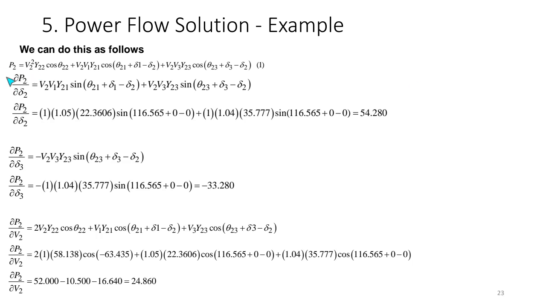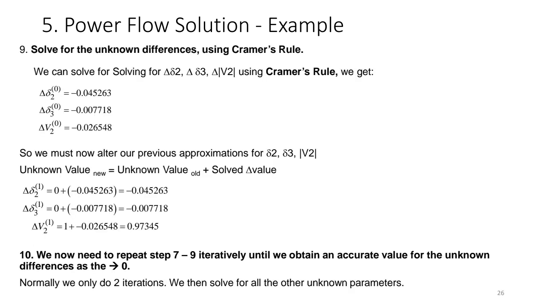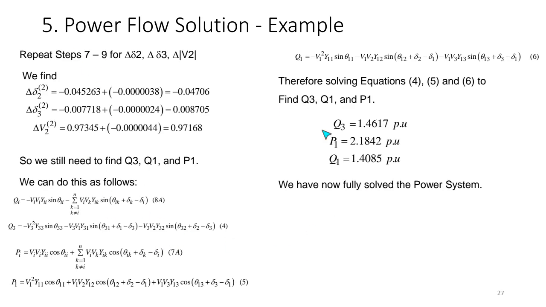Can you see the first element of the Jacobian matrix, what you derived from the previous step? I applied the values and calculated all the Jacobian elements here. This slide has the first three Jacobian matrix values, and the next slide the next three values. And the next slide we'll see all six Jacobian matrix values. And finally, we calculated our change in values for Q3, P1 and Q1.